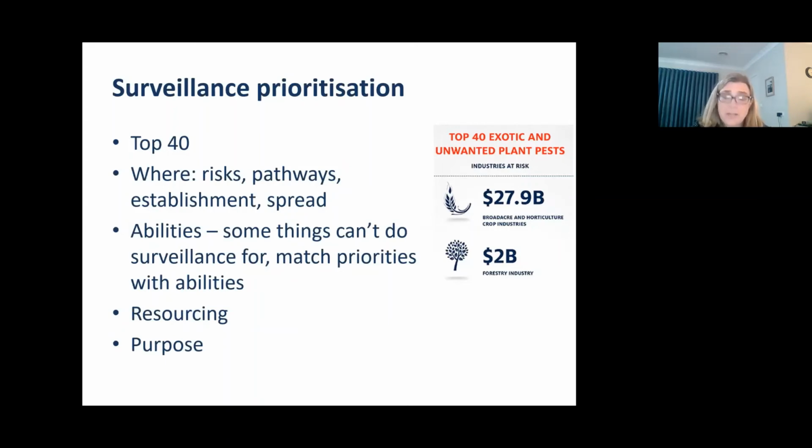Some pests, no matter how hard we look for them, we're never going to find them, not until they're at least widespread and causing a lot of damage. So do we do surveillance for those, or do we look at doing other things to protect our plant industries? For example, put more effort into actually stopping the pest getting here in the first place. Resourcing, as always, is a practical issue, and this is where industry support and public reporting can add a lot of value to us being able to effectively do surveillance. And of course, the purpose of surveillance will also guide our prioritisation. Again, for example, back to an emergency response where something's been found and surveillance needs to be done immediately.